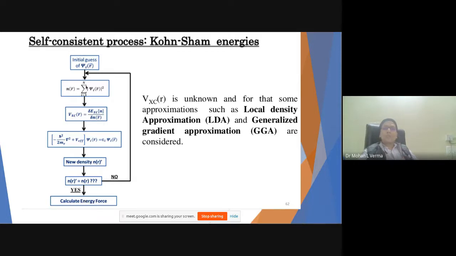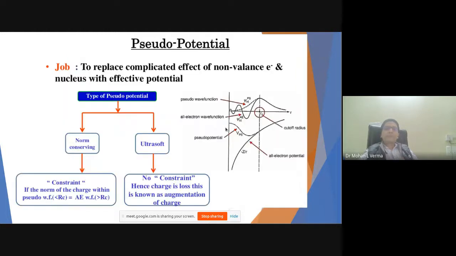So this is the self-consistent process, and this V_xc is known as the exchange correlation potential, and generally the local density approximation or generalized gradient approximation is used.